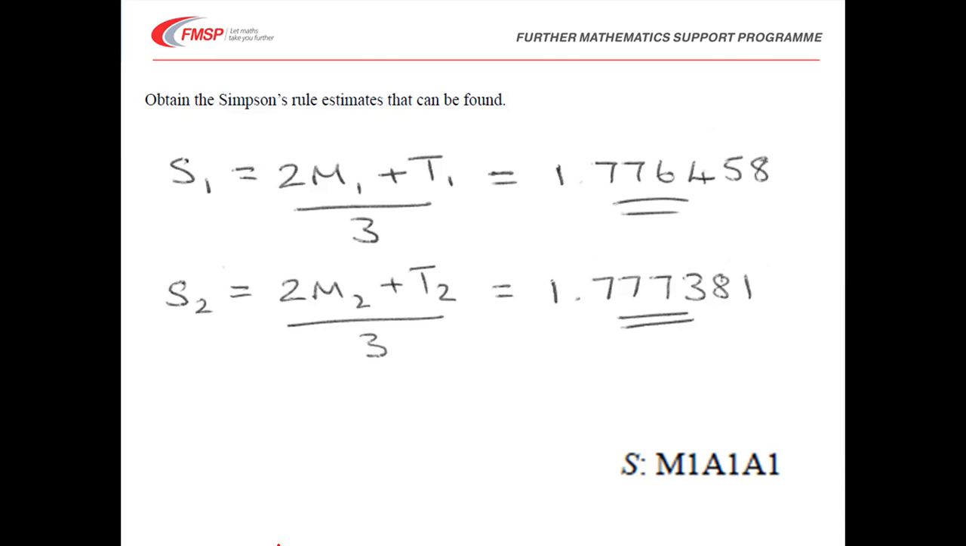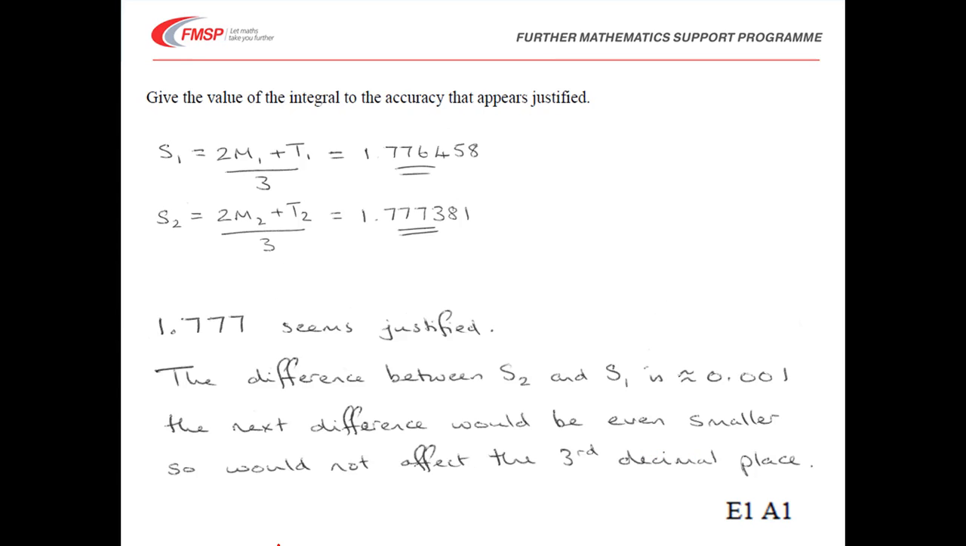So, for the Simpson's rule estimates, we get 1 mark for the method and 1 mark for each answer. And then we get 1 mark for the value that appears justified and 1 mark for our explanation of why that is. You'll notice that explanation has been fairly similar every time I've done these, so you can get sort of used to writing the same sorts of things.